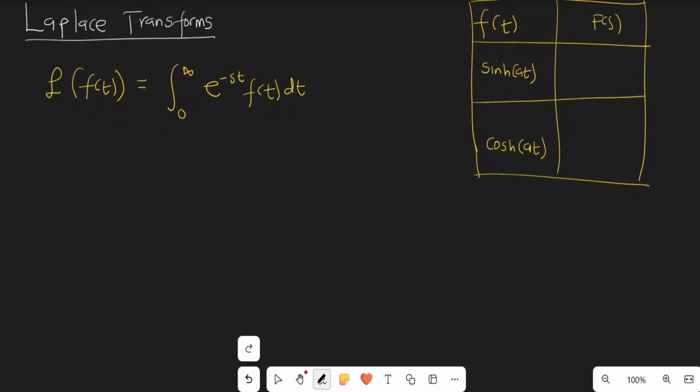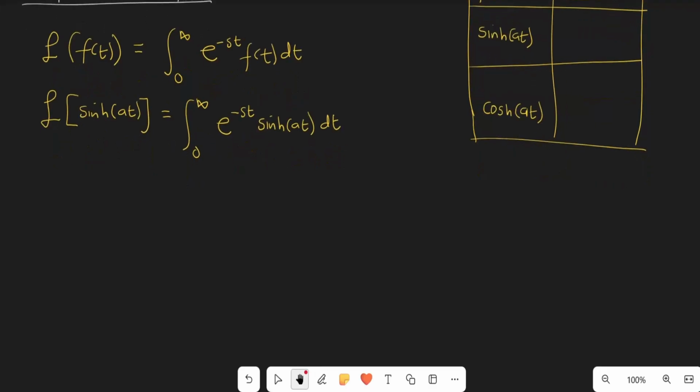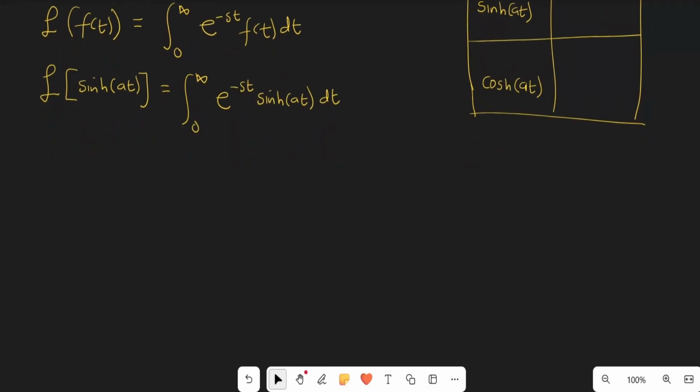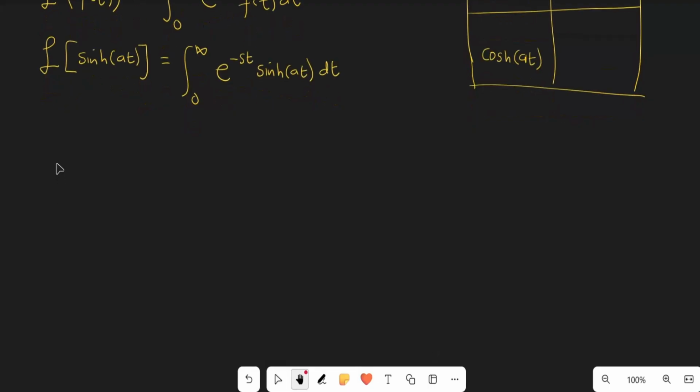So we are going to find the Laplace transform of the sine hyperbolic of at. Alright, so this is equal to the integral from 0 to infinity e raised to the power negative st, and this is multiplied by the sine hyperbolic of at dt. Alright, cool. So far so good. So what we have to do here, we have to recall the definition of the sine hyperbolic of at.